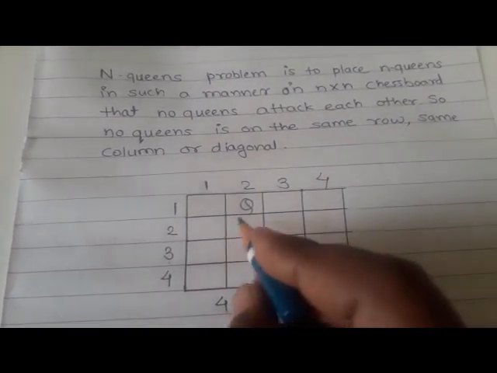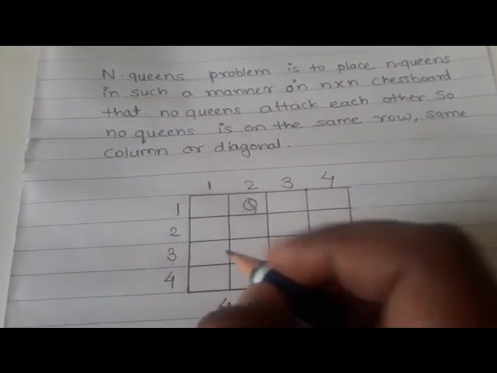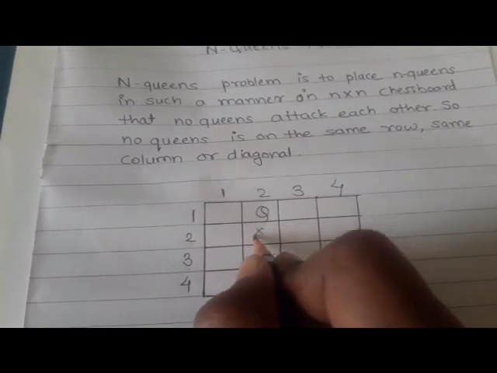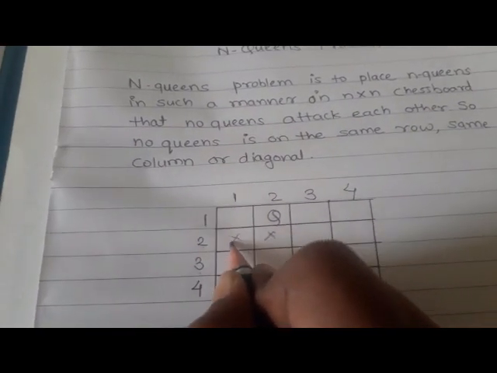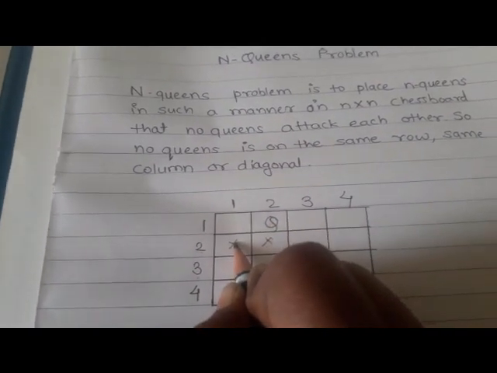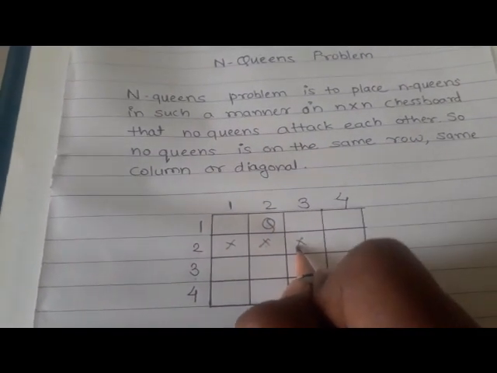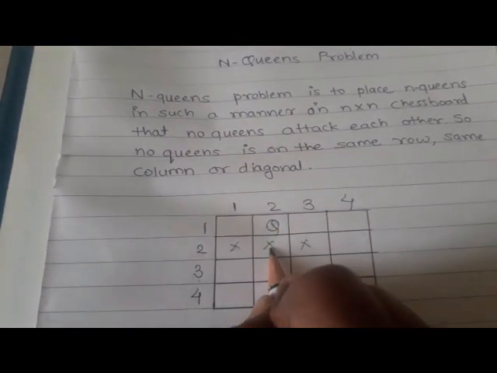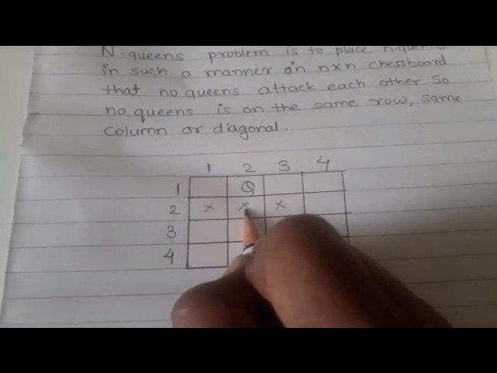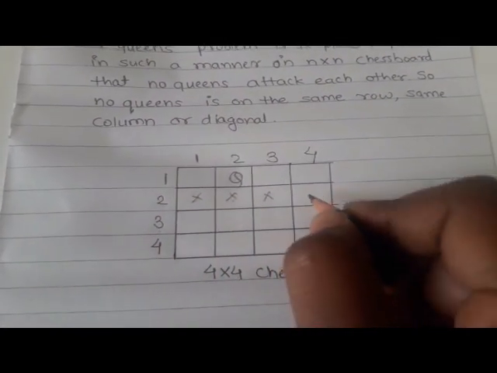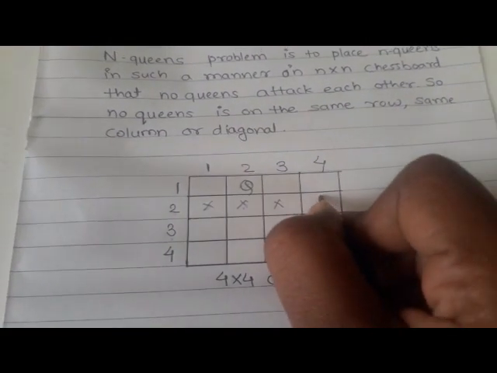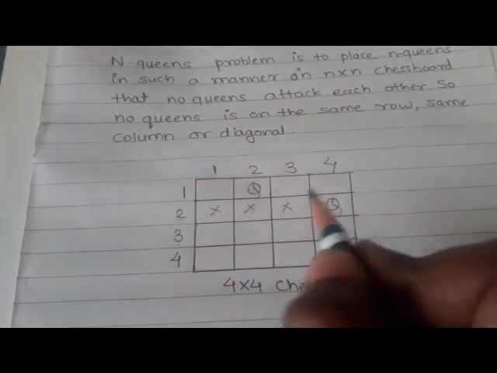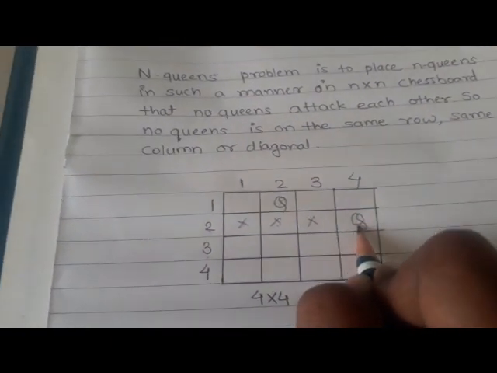Now for that purpose, we can't put the second queen in this position. We can't place it here also because this queen directly attacks here. This queen also directly attacks here because it is its diagonal position and this is its column position. So we can't place the second queen here. Only one place is remaining, so we can put our second queen here. Okay, so now the second queen is placed at the second row, fourth position.